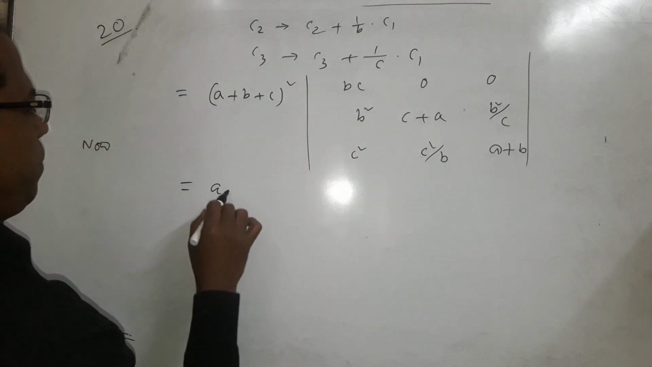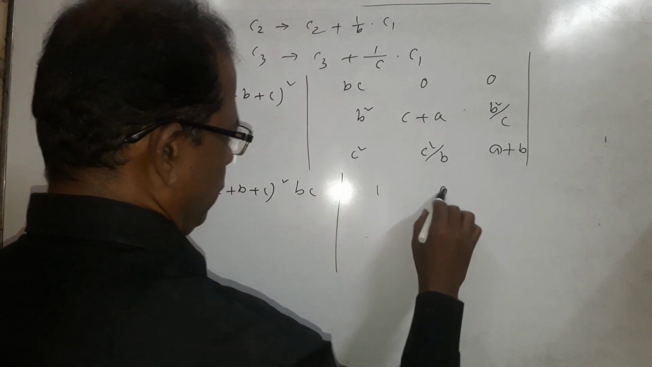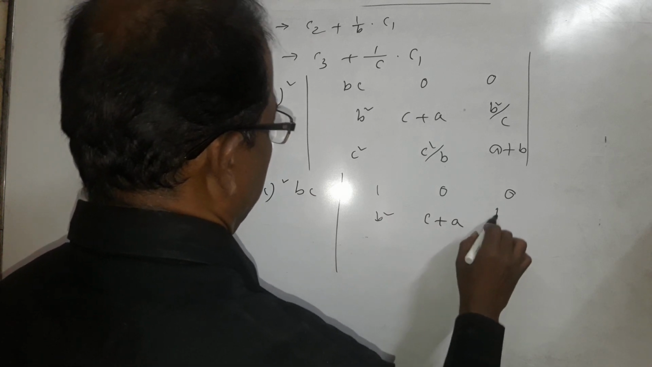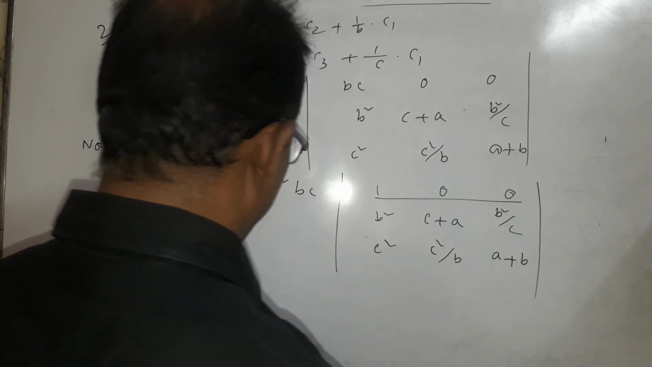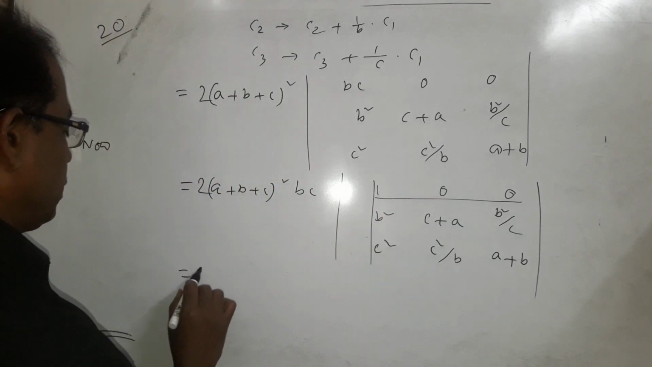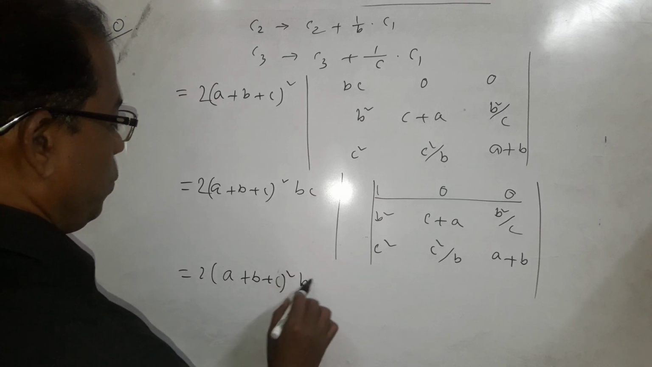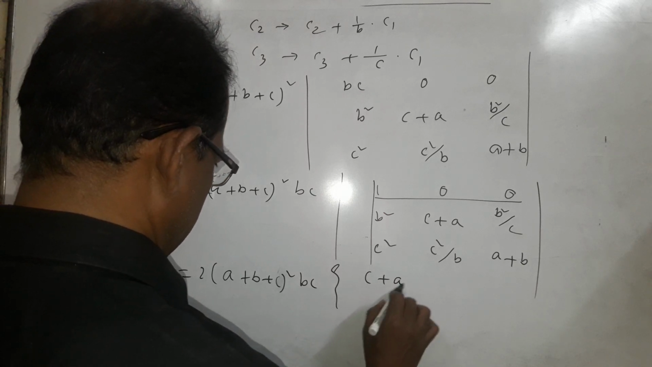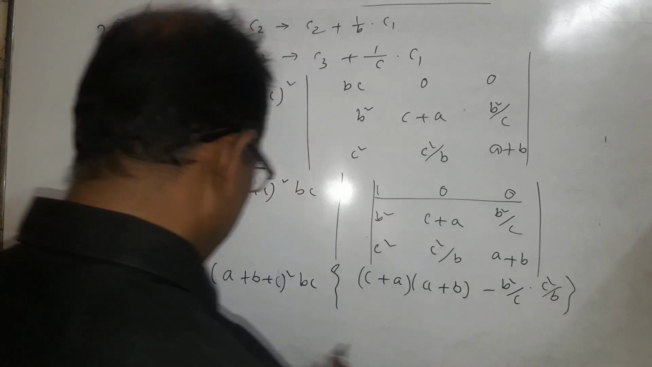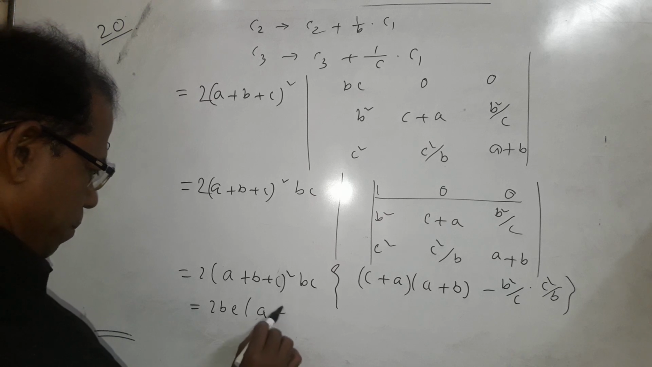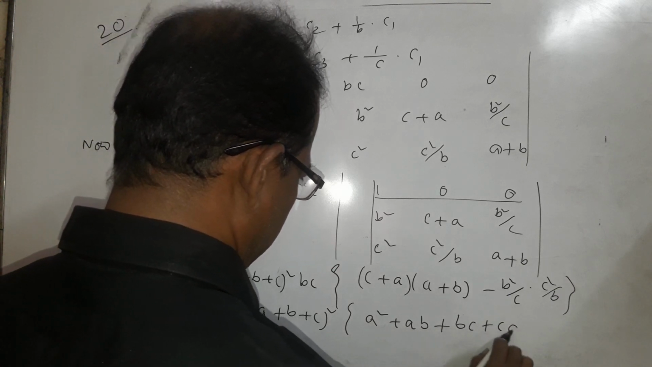Now a plus b plus c whole square and 2bc, 2bc, 1 0 0, b square, c plus a and b square divide c, c square divide b, a plus b. Now the row and this column are closed, that's equal to 2 into a plus b plus c whole square into bc, then c plus a into a plus b minus b square divide c into c square divide b. That's why 2bc into a plus c whole square, a square plus ab plus bc plus ca minus bc.